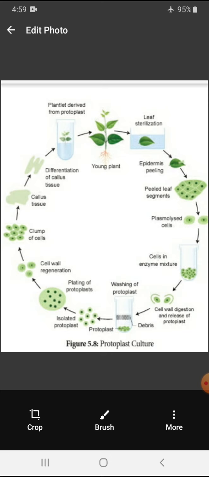Then, on washing the protoplast, we can separate the debris from the protoplast. Now we are getting the isolated protoplast. So up to this point is the isolation of protoplast. Then it is followed by fusion of protoplast, plating of protoplast, cell wall regeneration, clump of cells, callus tissue, differentiation of callus tissue, and the plantlets derived from protoplast. Finally, we are getting the new plantlets. So this is the overall schematic representation of protoplast culture.